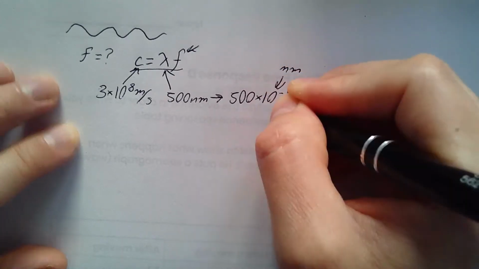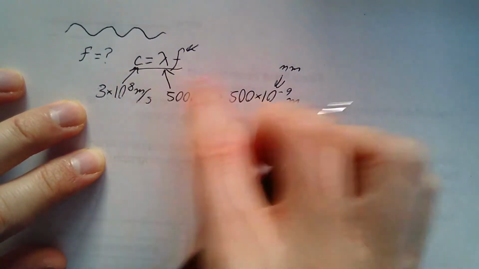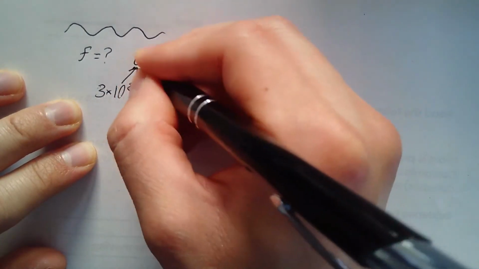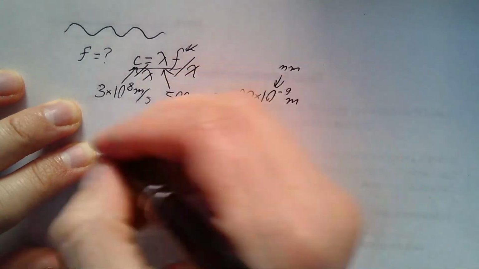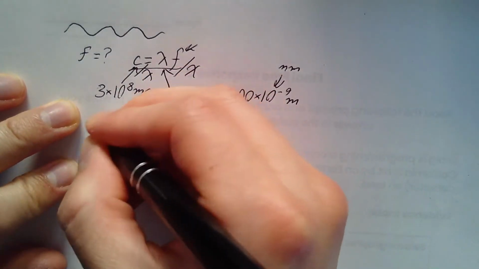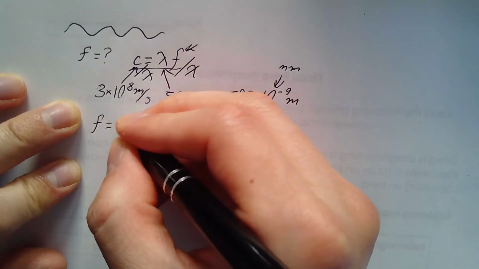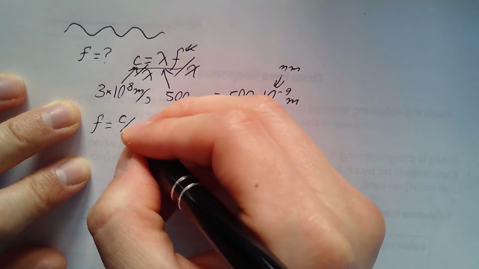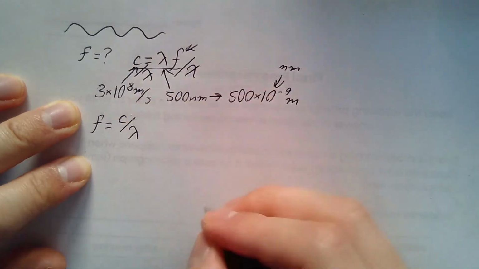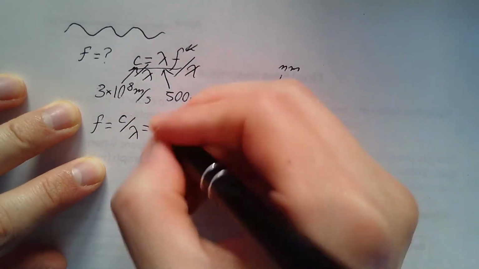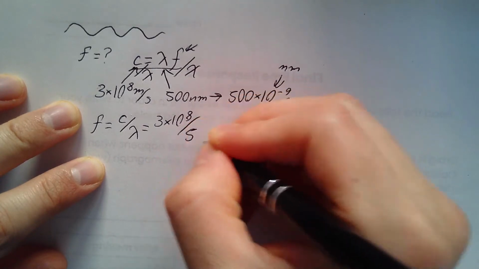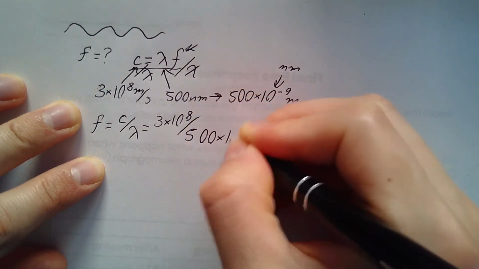All right, cool. If we go ahead and rearrange this equation for frequency, I'm going to have to divide by wavelength on both sides. I get frequency equals the speed of light divided by the wavelength. Okay, and all we have to do is plug these values in. So 3 times 10 to the 8th divided by 500 times 10 to the negative 9.